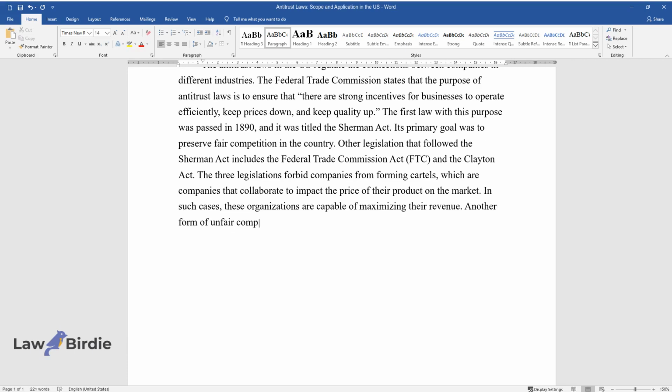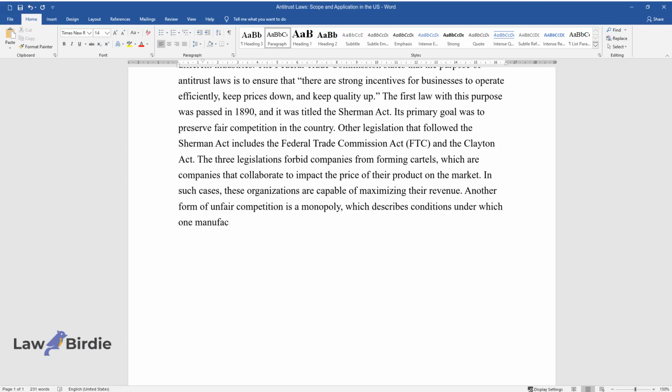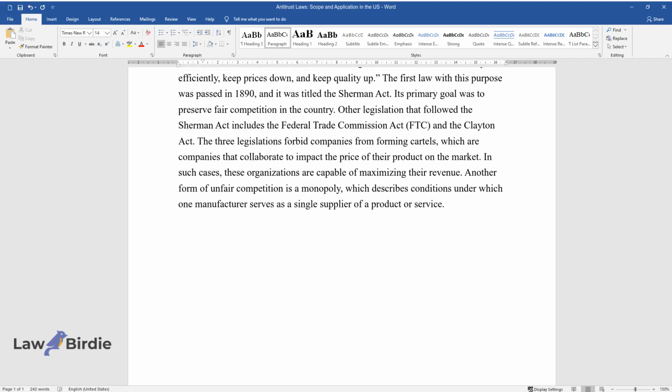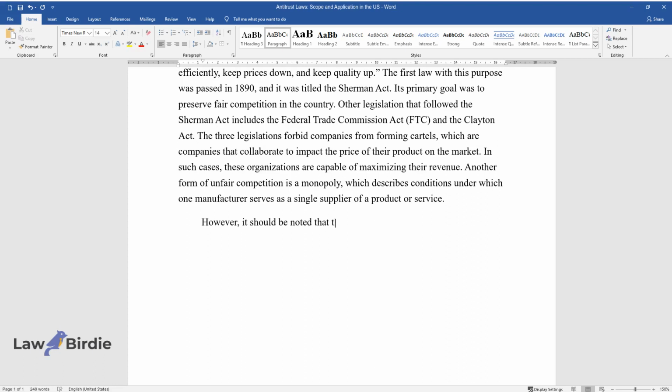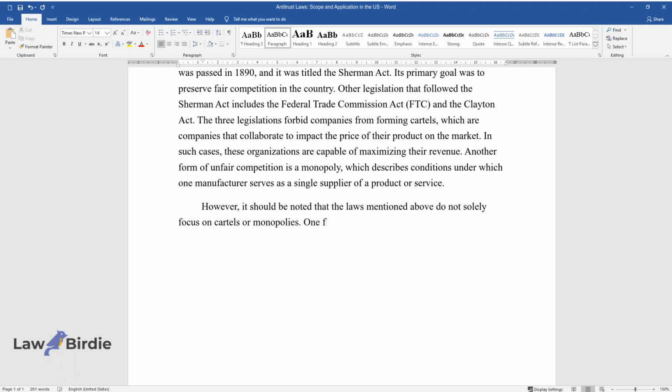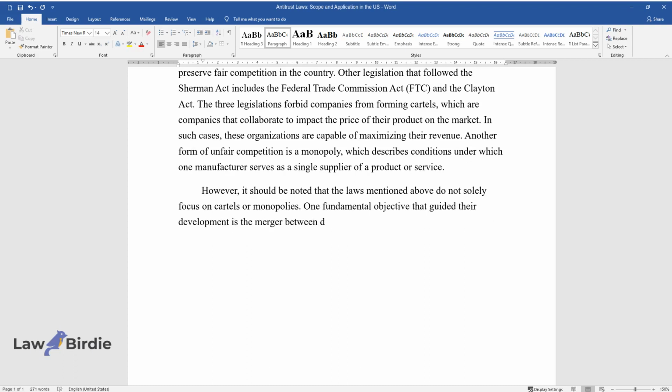Another form of unfair competition is a monopoly, which describes conditions under which one manufacturer serves as a single supplier of a product or service. However, it should be noted that the laws mentioned above do not solely focus on cartels or monopolies. One fundamental objective that guided their development is the merger between different organizations or acquisitions.